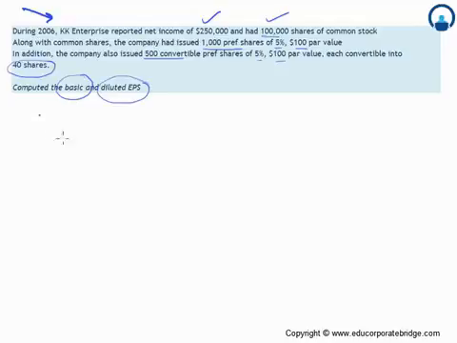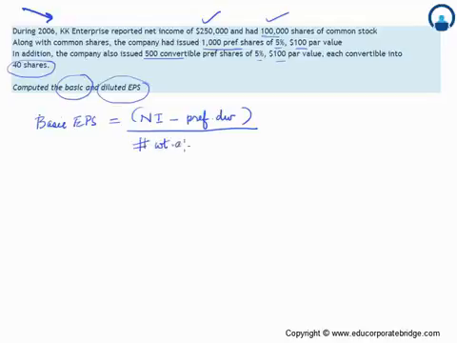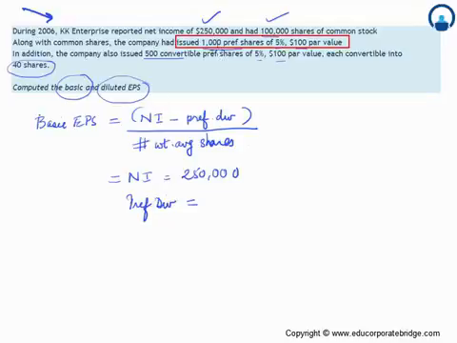So let's look at this. Let's try and calculate the basic EPS first. Basic EPS is nothing but the net income minus the preferred dividends divided by the outstanding weighted average number of shares. So in this example, we have this net income as 250,000. The preferred dividends. Now the preferred dividends are actually coming from two places.